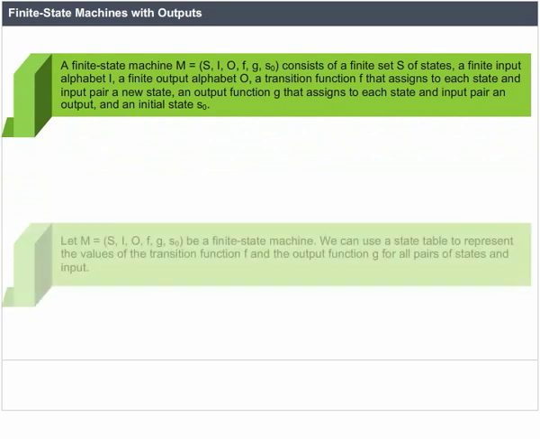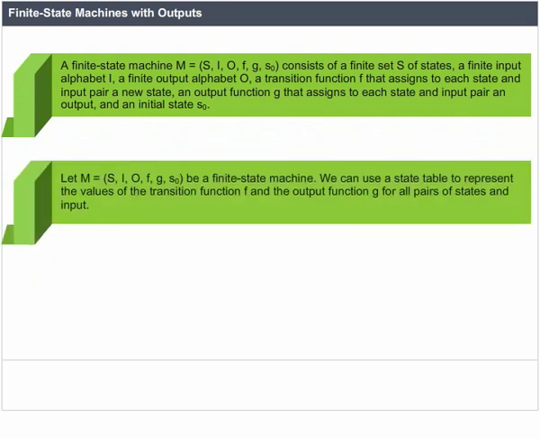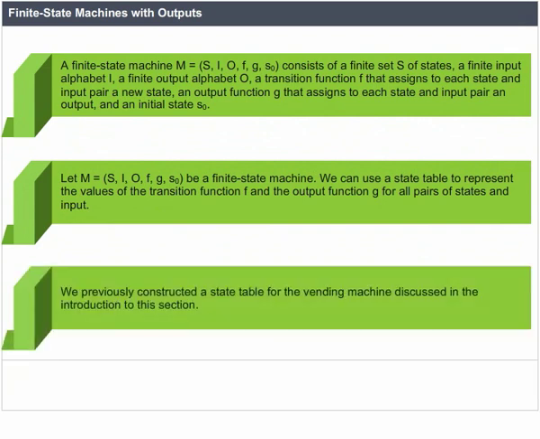Let M = (S, I, O, f, g, s0) be a finite state machine. We can use a state table to represent the values of the transition function f and the output function g for all pairs of states and input. We previously constructed a state table for the vending machine discussed in the introduction to this section.